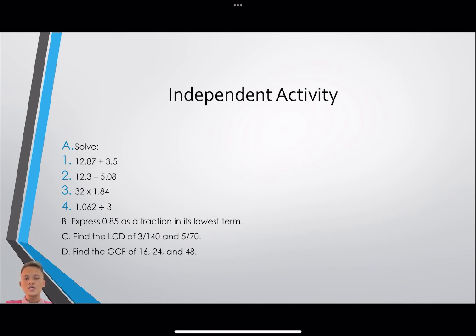For letter C, you are going to find the LCD of 3 over 140 and 5 over 70. And for letter D, you are going to find the GCF of 16, 24, and 48. Okay? You may pause this video while you are answering on your answer sheet.